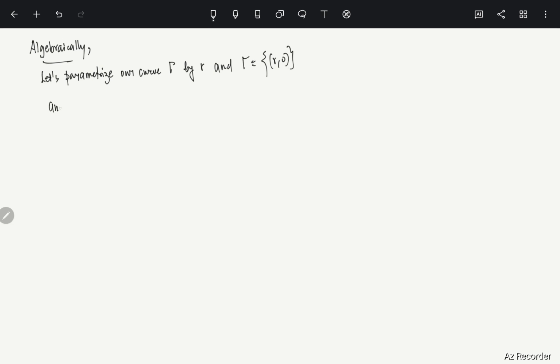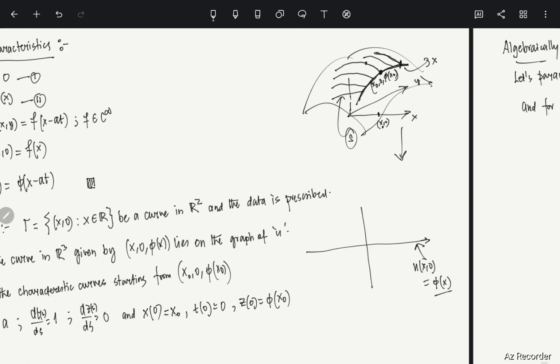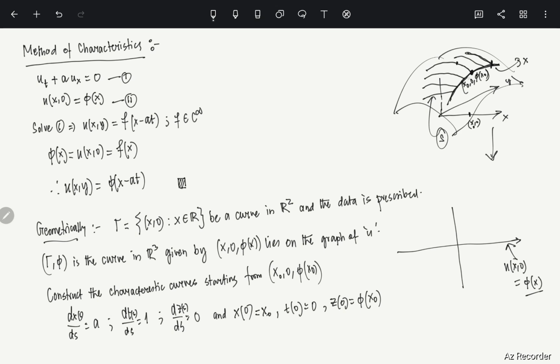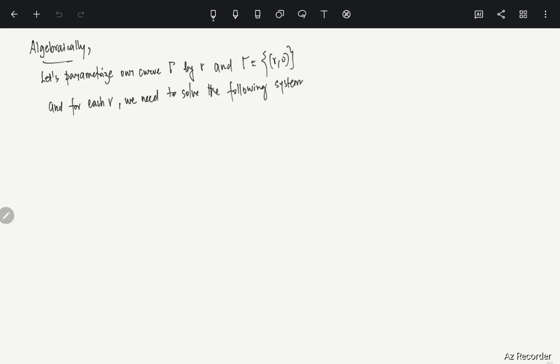And for each r, we need to solve the following system, the characteristic equations. For a fixed r, I am fixing an x0, which I am writing as r. So for a fixed r, I am looking for a characteristic curve which starts from there.